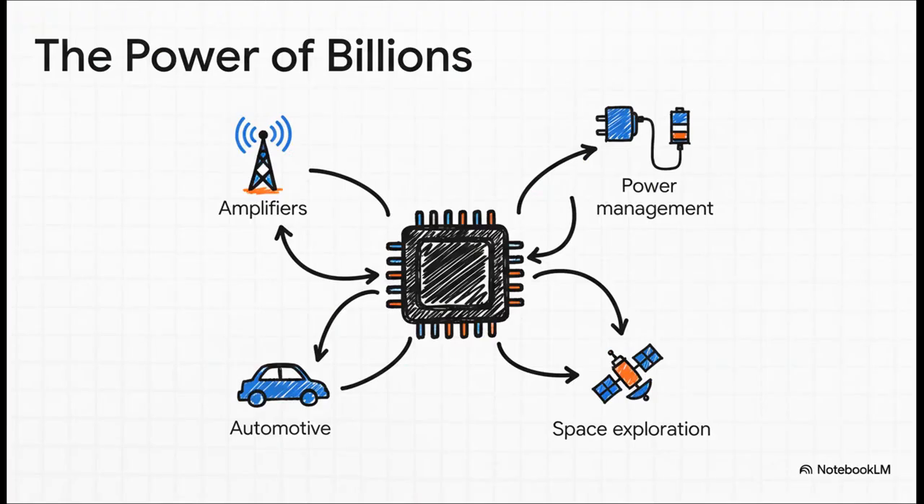We all think of them as the brains in our computers, and they are, of course, but they are literally everywhere. They're amplifying signals in our radios, they're managing power in everything from your phone charger to the entire electric grid, they're the little controllers running all the complex systems in your car. There are even special, beefed-up, radiation-hardened versions that are running satellites and spacecraft way out in deep space.